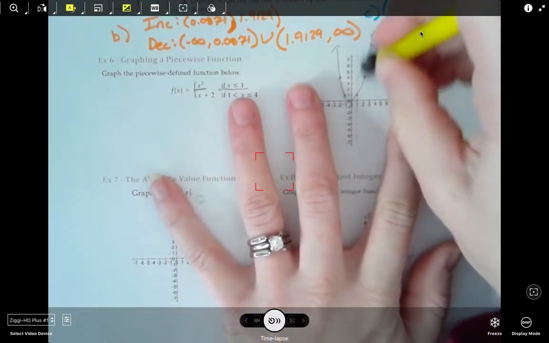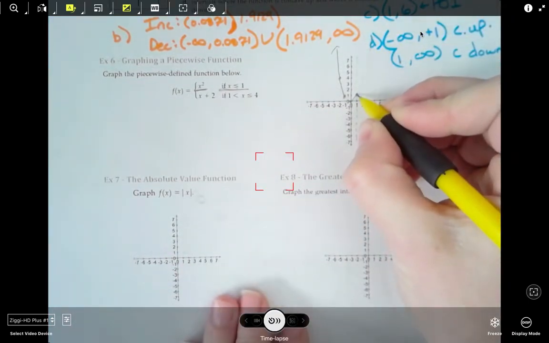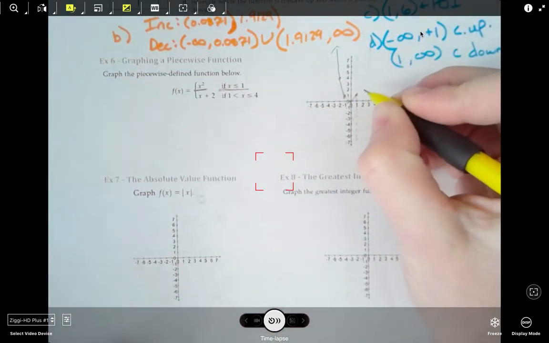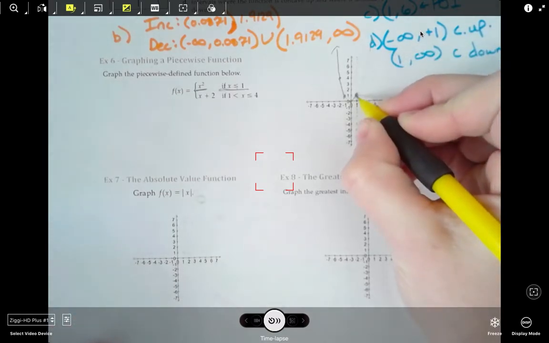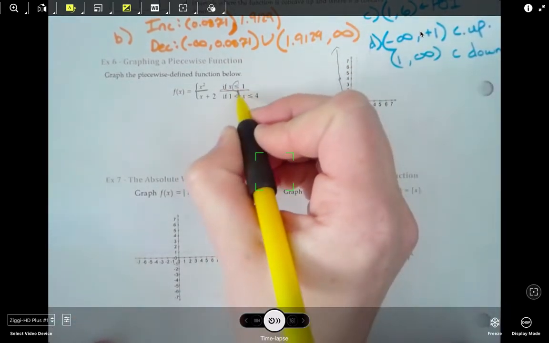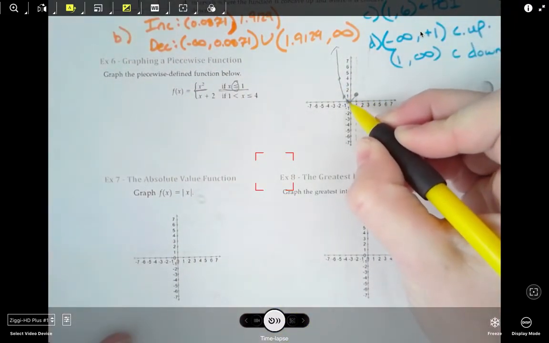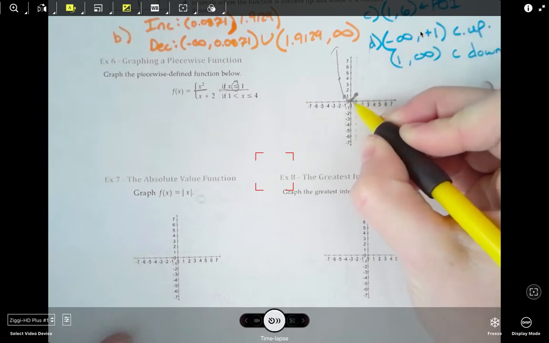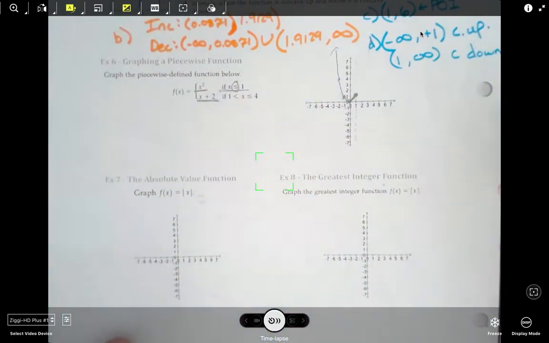So I'm going to erase everything that is to the right, and where it intersects that 1, am I going to put a solid dot or an open dot? Solid, because of this guy right here. He is equal to, so I put a solid dot there. So he just looks like this little parabola here. Okay?